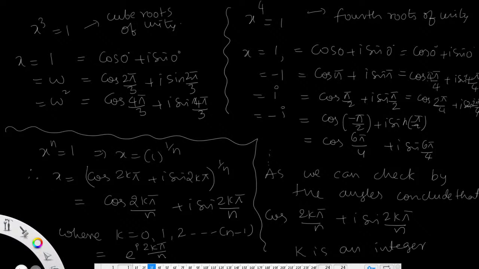That is nth roots of unity, which means we can conclude the total values. What the roots are, I will explain. Just that is 1, omega, omega square are the cube roots of unity, and the 4th roots of unity are 1, minus 1, plus i and minus i.